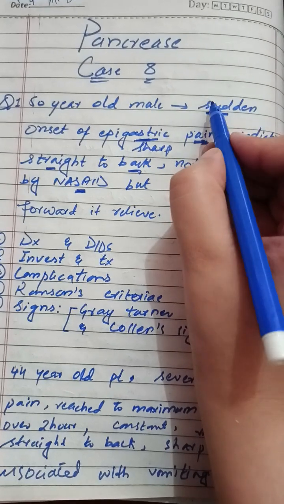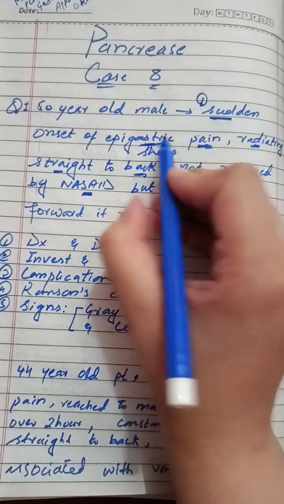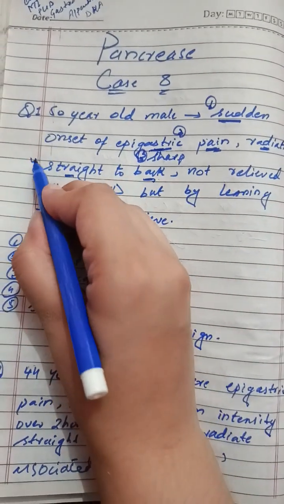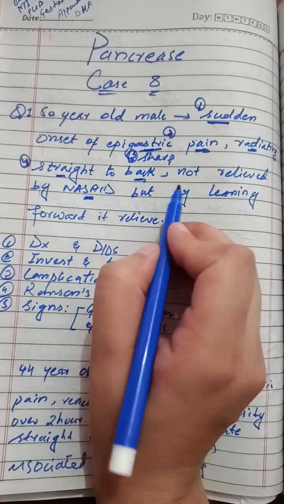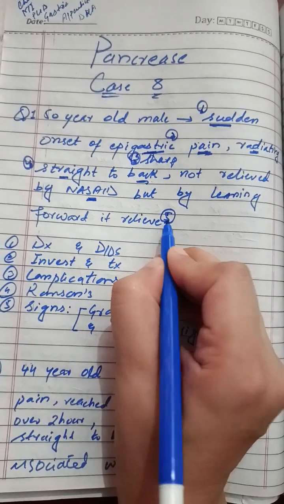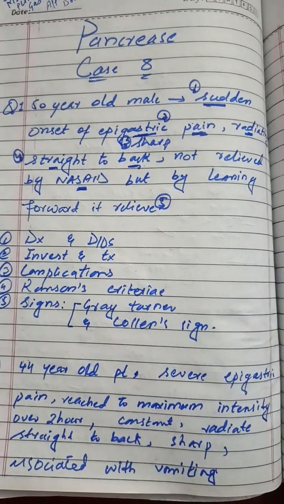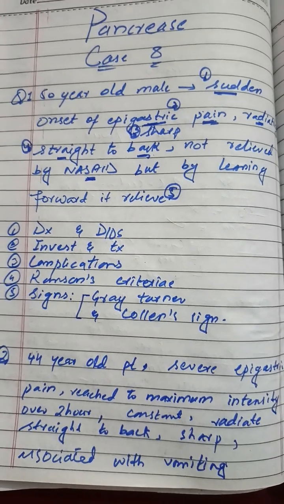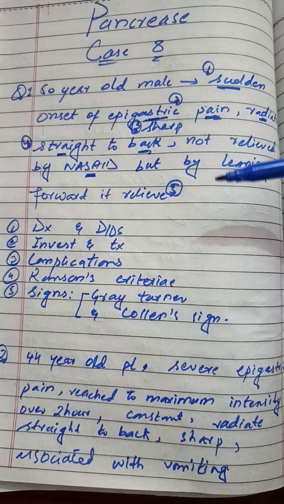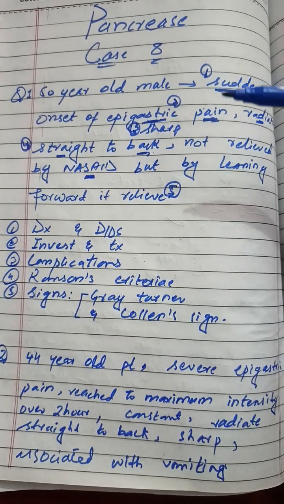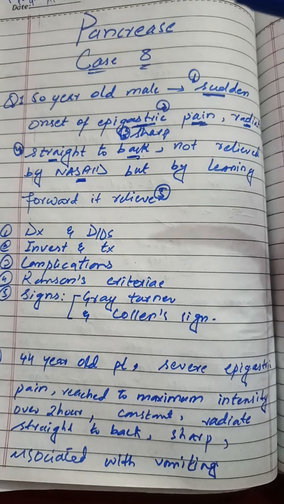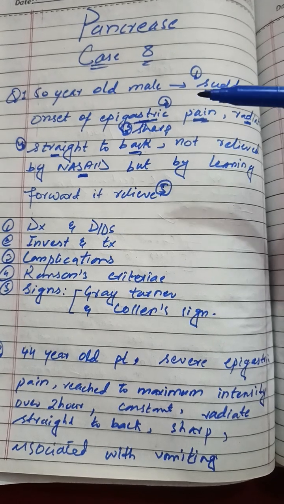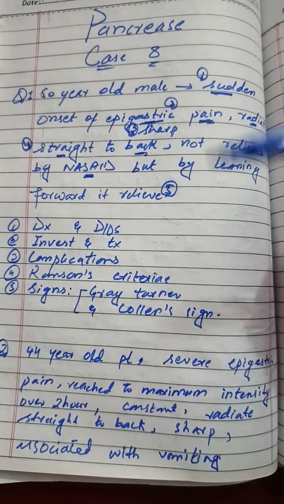We will justify our answer from sudden onset of pain, which is epigastric, which is sharp in nature, as well as it is radiating straight to the back and not relieved by NSAID but relieved by leaning forward. These five points are the characteristic features of the pain of acute pancreatitis. In other differential diagnosis, the pain will not be sharp, it will not be radiating straight to the back, but we will discuss it in other DDs.